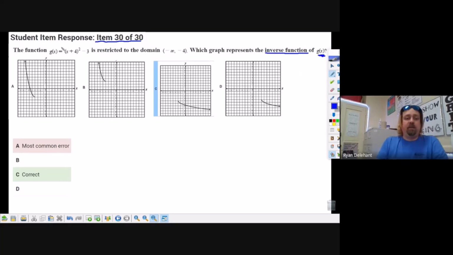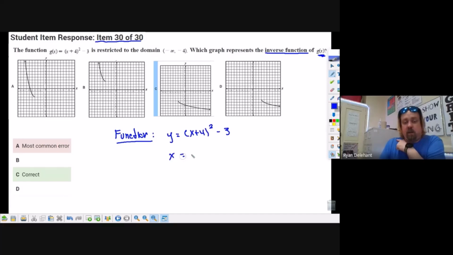So we have a function that's restricted and we want to find its inverse. So let's not deal with the domain restriction quite yet. Let's actually find the inverse of this function because we're looking at graphs here. They want to know which graph is the inverse of the function they gave us as an equation. So we're going to use Desmos to help us with that. So let's write down our function and follow our method for finding inverse. This is y equals (x plus 4) squared minus 3.